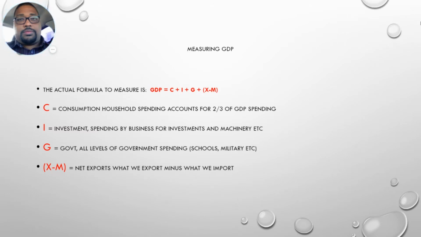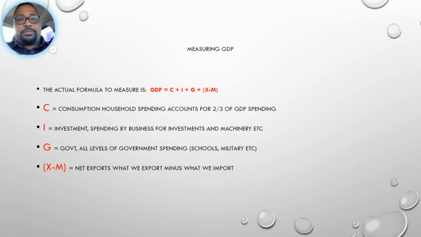Well, C is the consumption of household spending. Believe it or not, household spending accounts for 2/3 of GDP spending. I is investment. This is spending by businesses for investments in machinery, buildings, construction work, so on and so forth. G, government. All levels of government spending on schools, military, the list goes on. And then X minus M is your net exports. What we export minus what we import.